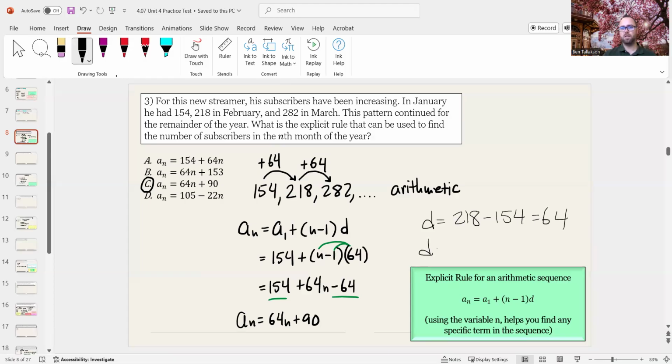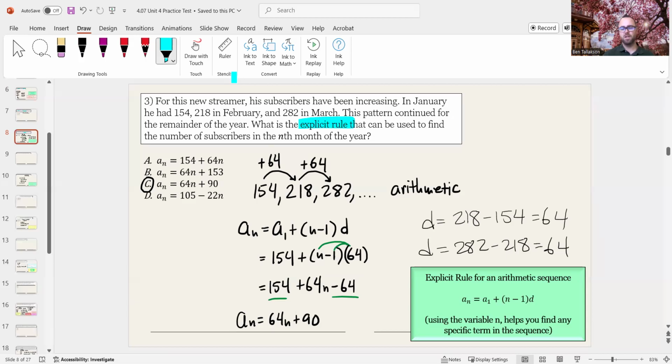If you did that again with 282 minus 218, you would also find 64, the common difference. Great, so we found D, and we need to come up with the explicit rule. So we write it out there, we plug in our value of D, we need a sub 1, there it is, the first value in the sequence, a sub 1. This is repetitive at this point because we distribute, combine like terms, and we're done.